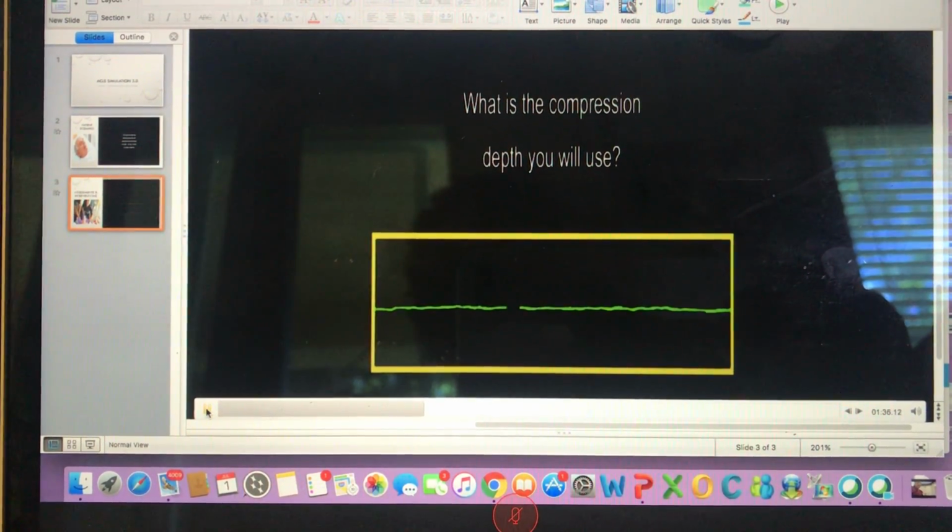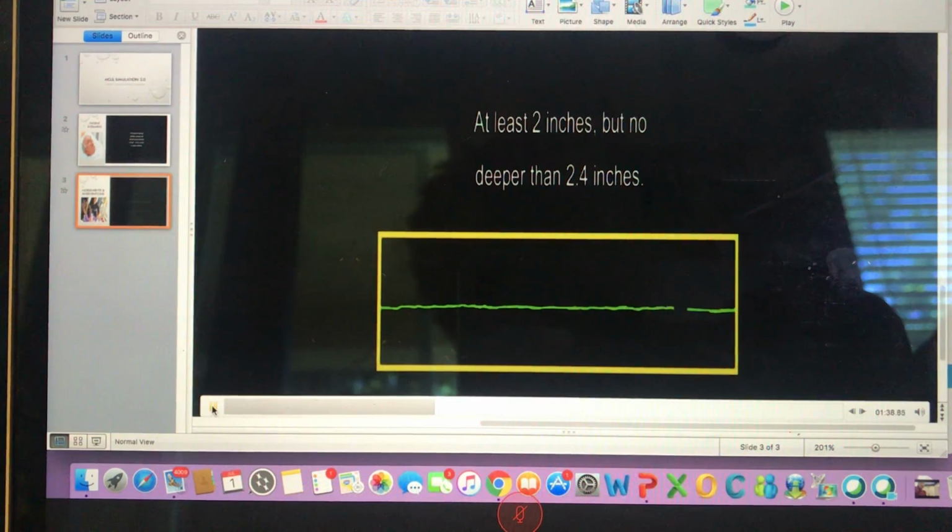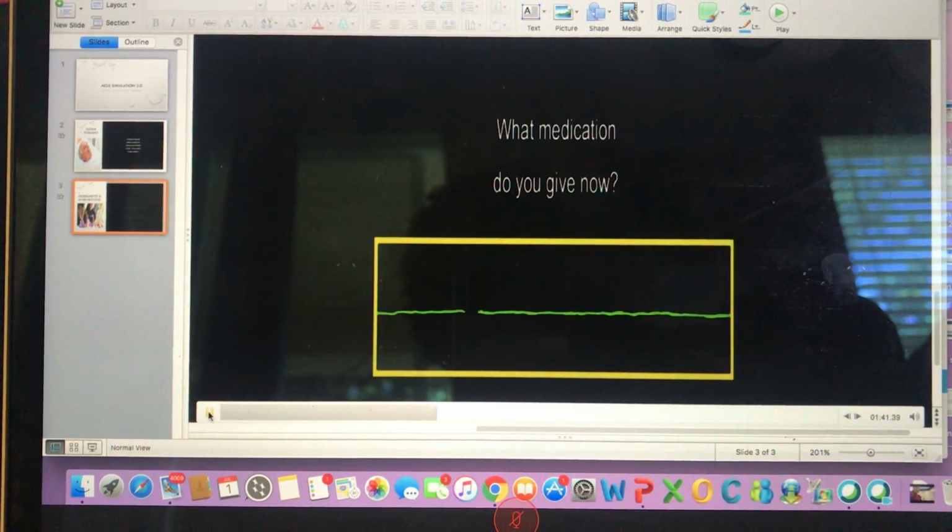You can screen record on your laptop. You can screen record.